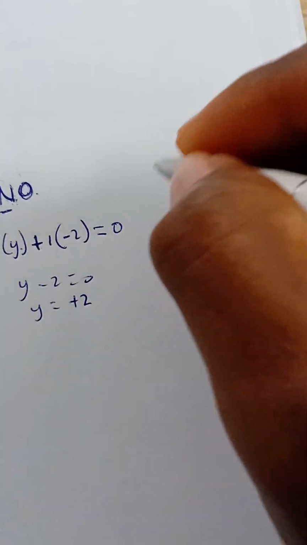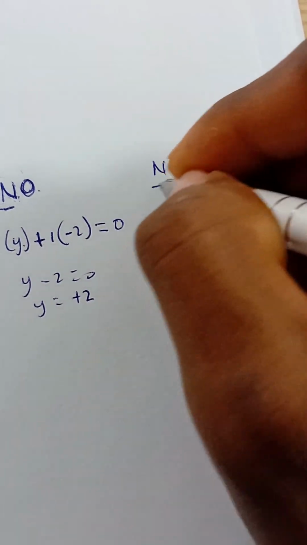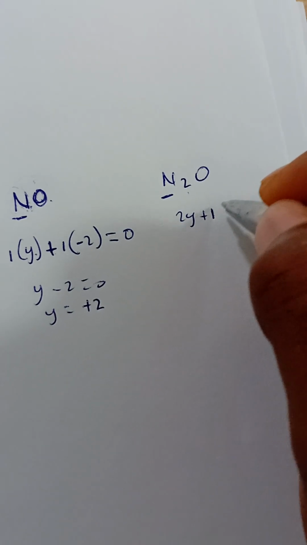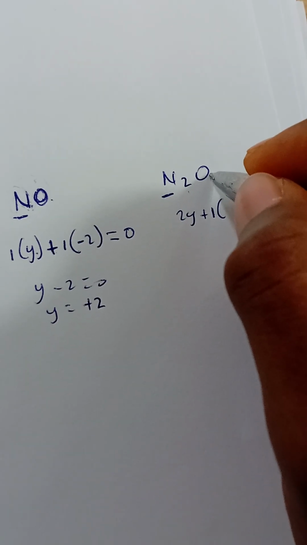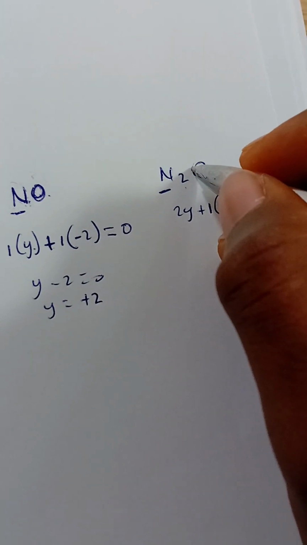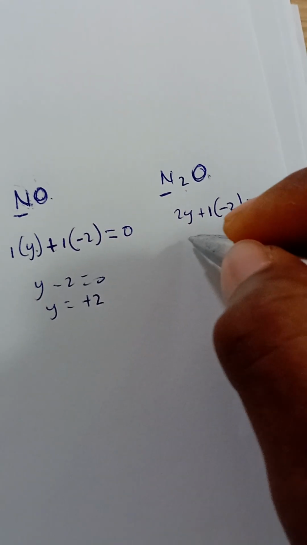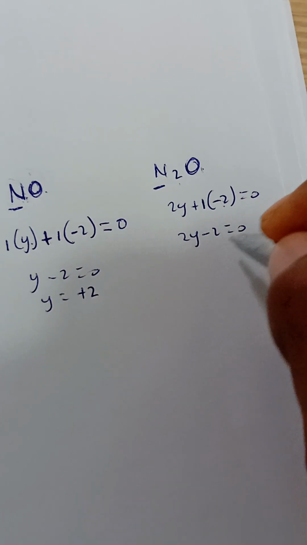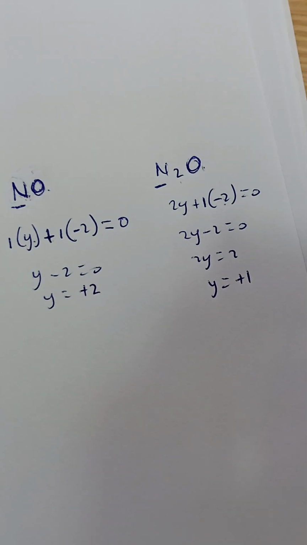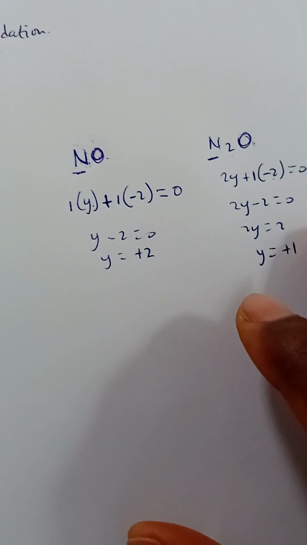Let's proceed. How about N2O? Here we know that 2Y plus 1 multiplying, because there's one oxygen atom, -2, equals 0. It is -2 because oxygen has -2 in almost all cases. So 2Y minus 2 equals 0, 2Y equals 2, Y equals +1. You see?